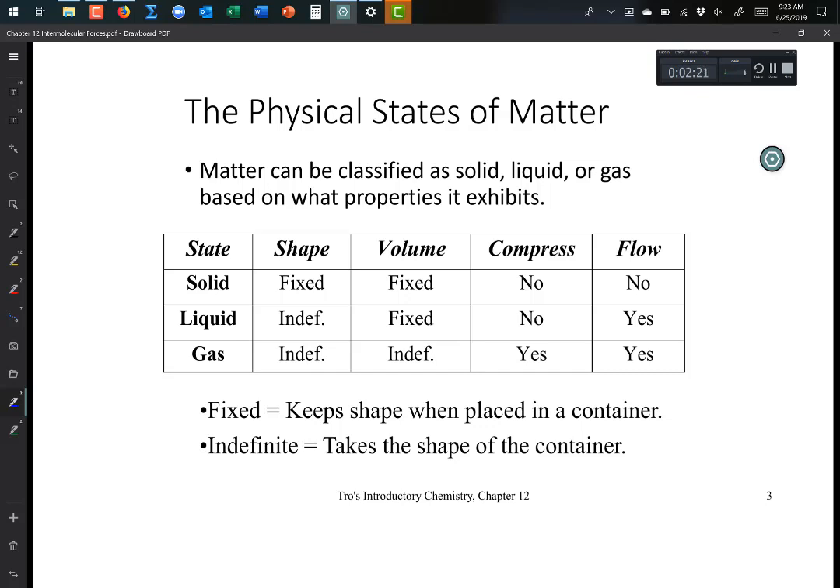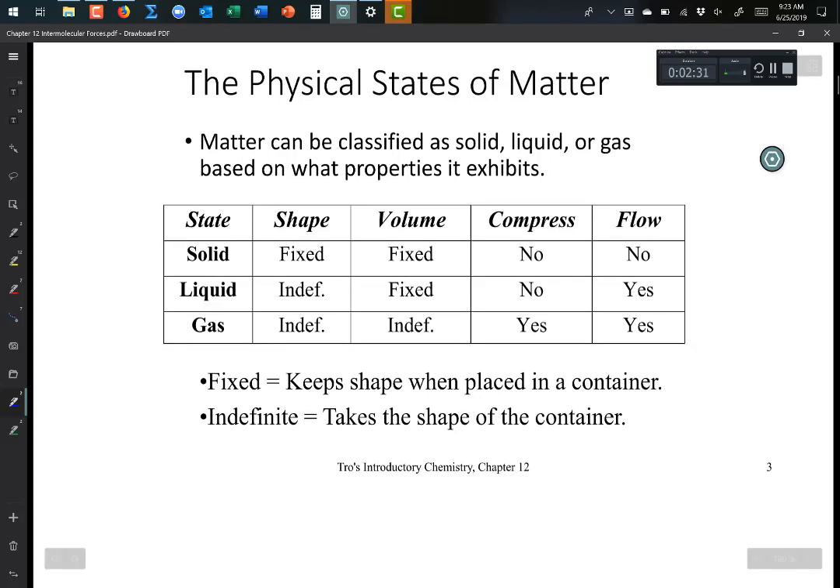All right. So you can compress a gas, and a gas will also flow. You guys all know those? Those are testable questions. I'll just ask you random things. Good. Okay.